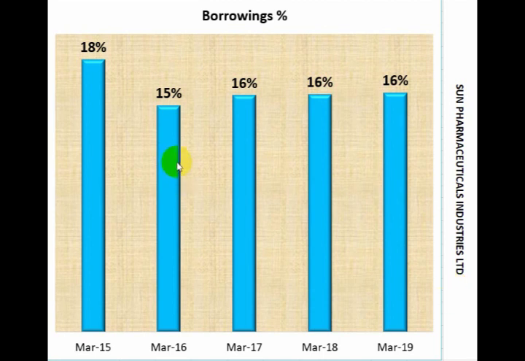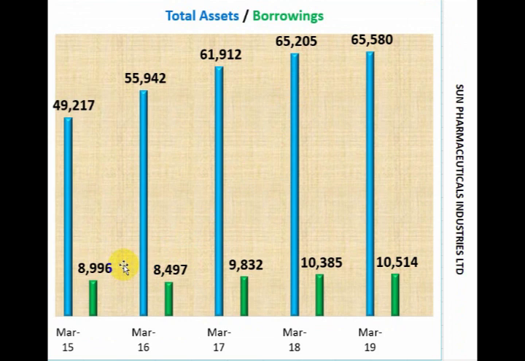Now we can see that the borrowing percentage is very flat at 16% for the last 3 years, and it has also been declining. So that's a positive sign basically. We can see here the actual debt position of the company. In March 19, the company's total debt, indicated in green, is around 10,000 crores of the total assets of 65,000 crores. So that's a very good percentage that the company is maintaining, around 16%.